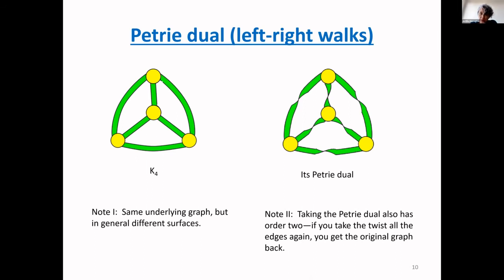A couple of things to notice here. The graph and its Petrie dual have the same underlying graph, but in general, they lie in different surfaces. So the graph on the left here is in an orientable surface, the graph on the right isn't. So they're really on very different surfaces. The other thing to note is that taking the Petrie dual also has order 2. So if you twist all the edges again, you get the original graph back.